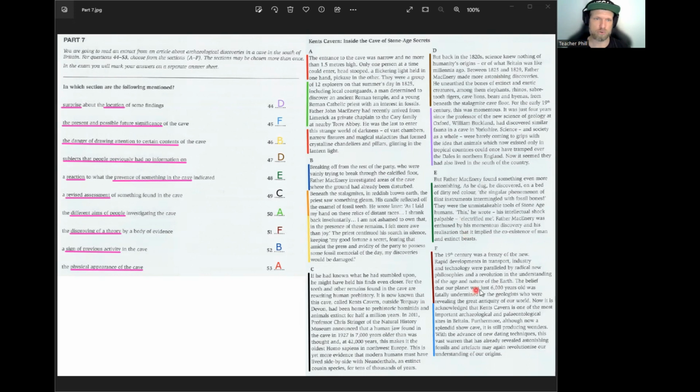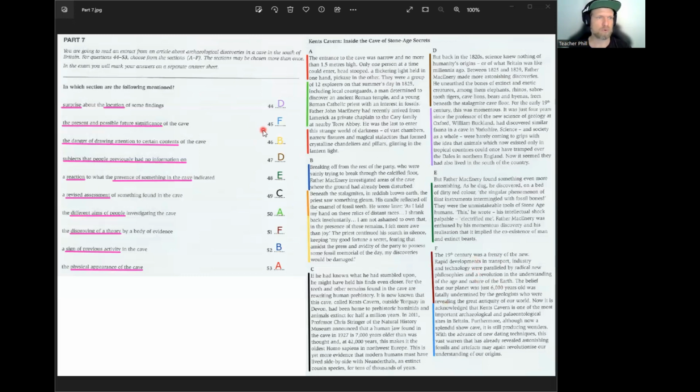And then the last 2 questions that I answered with F were 45 as well as 51. Here we have what answers 51, the disproving of a theory. Here it talks about the belief that our planet was just 6,000 years old, and it was fatally undermined by the geologists in this cave, which means they disproved this theory. They killed this theory almost.